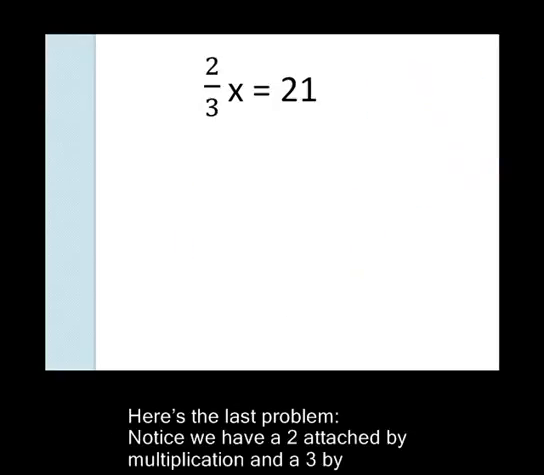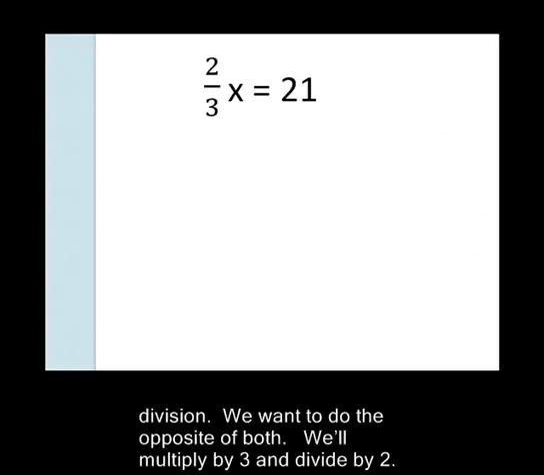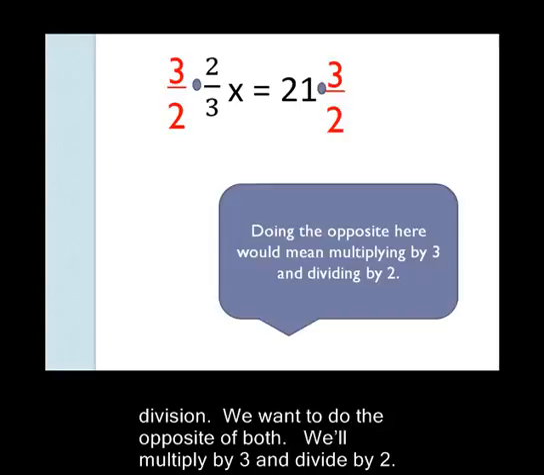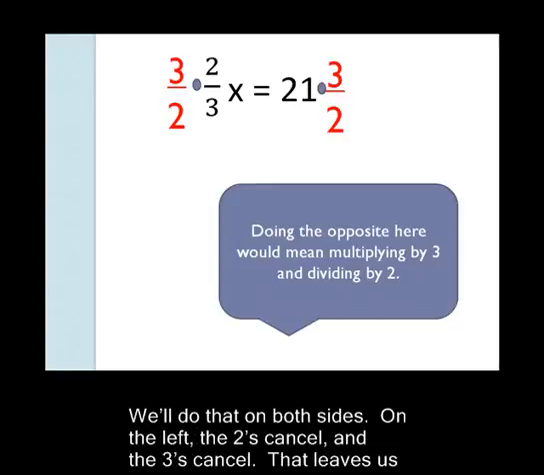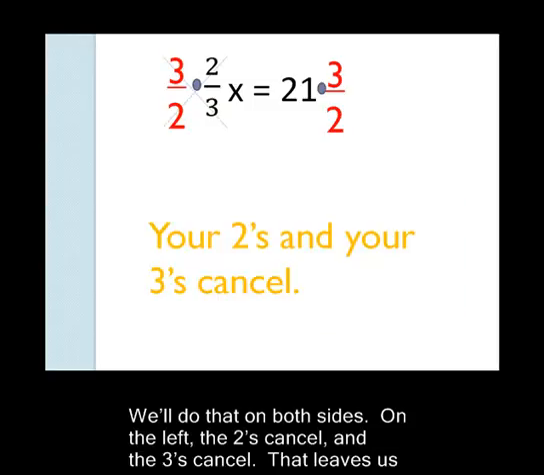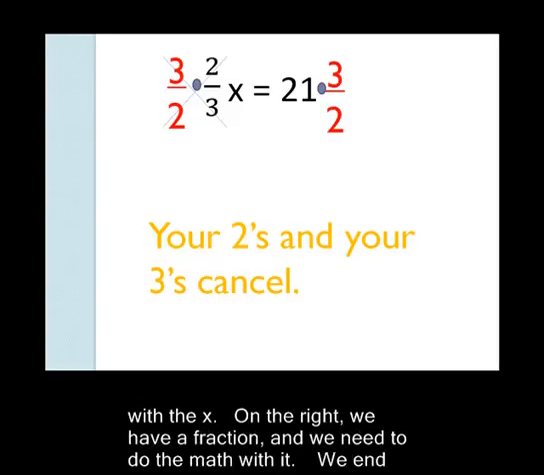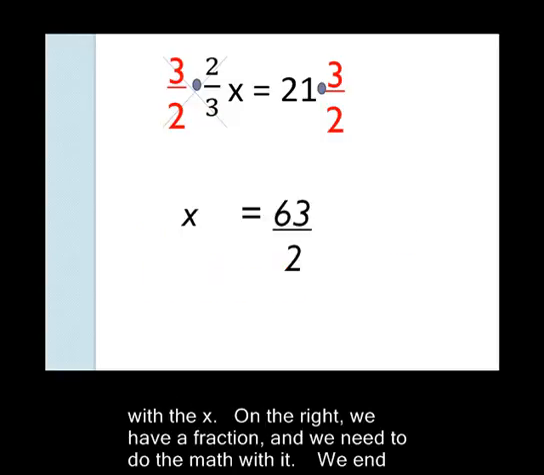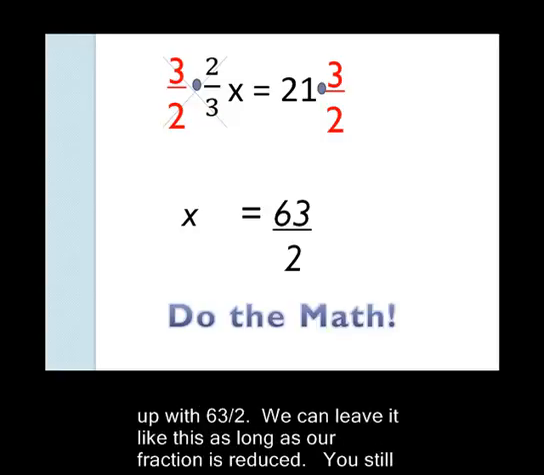Notice we have a 2 attached by multiplication and a 3 attached by division. We want to do the opposite of both. So we'll multiply by 3 and divide by 2. We'll do that on both sides. On the left, the 2's cancel and the 3's cancel. That leaves us with the x. On the right, we have a fraction, and we need to do the math with it. We end up with 63 over 2.